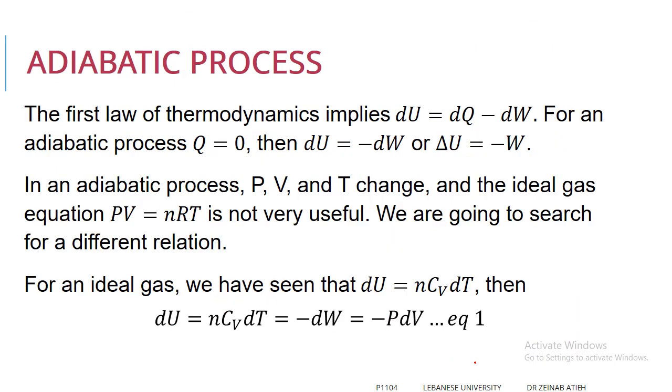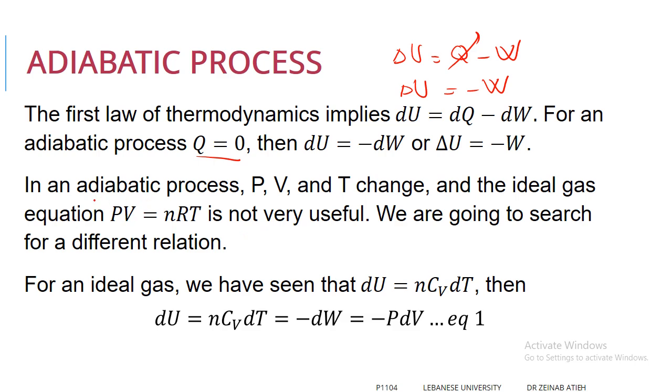Now let's move to an adiabatic process. You all remember that an adiabatic process has a zero exchange of heat, so Q is equal to 0. Back to the first law of thermodynamics, we have dU equals Q minus W. Because Q is equal to 0, then the change in internal energy is equal to minus the work done by the gas. So delta U is equal to minus W.